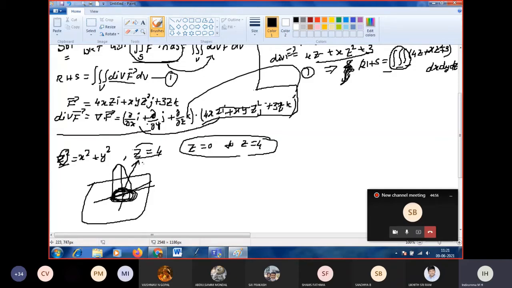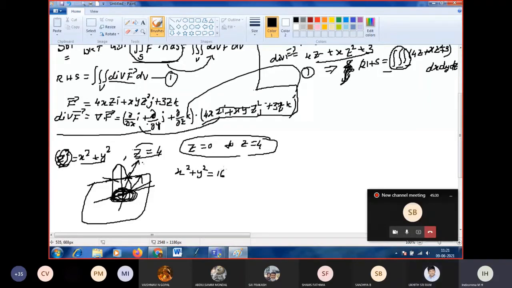So if you take the z variation, z varies from 0 to this plane, that is z equal to 4. Next I want to find out the x and y variation. Since the boundary is also z equal to 4, I am going to put z equal to 4 here, because z equal to 4 is one of the boundaries. Since it is cutting the cone, here I am putting z equal to 4. So if you put z equal to 4, it becomes x square plus y square equal to what?